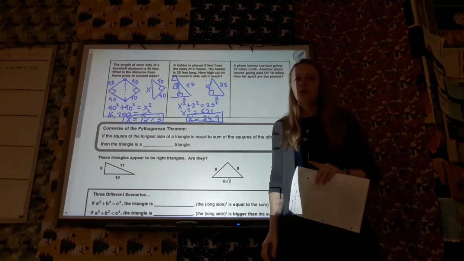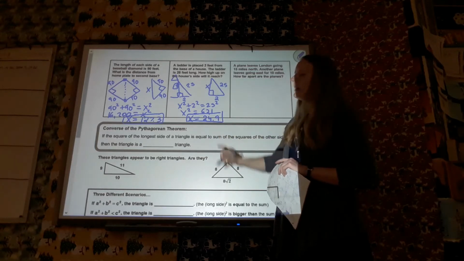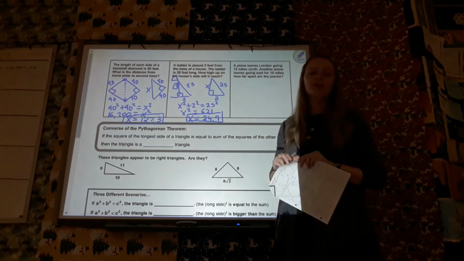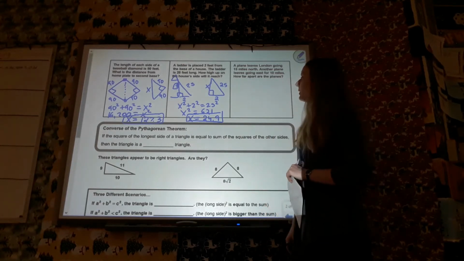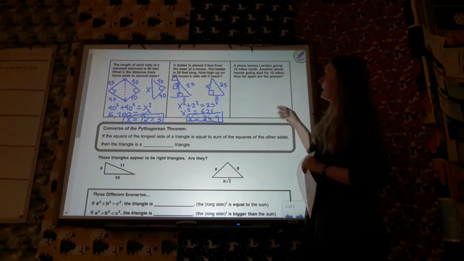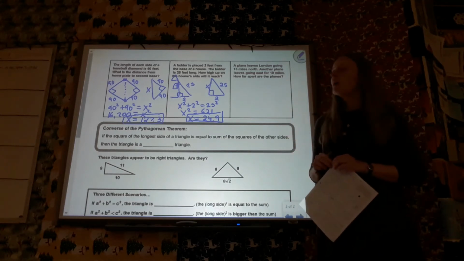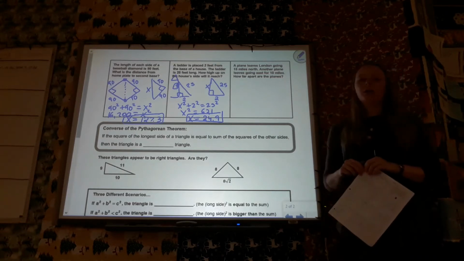Don't give me rounded whole numbers. I do want to have a decimal if you're doing this, a decimal with at least 1 decimal point. You can give me to the thousandths if you'd like, but at least 1 decimal point is what I'm looking for. All right, and then the last one, it says a plane leaves London going 15 miles north. Another plane leaves going east for 10 miles. How far apart are the planes?